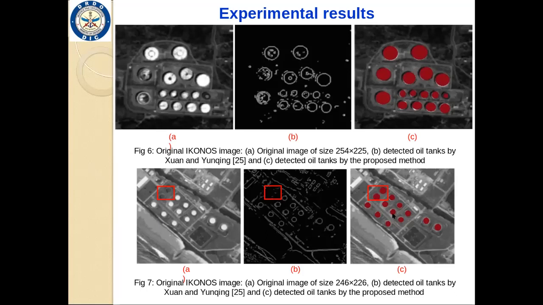But in our case, since it is a morphological enhancement technique, the bright structures become brighter and the dark structures become darker. So that's why we are also able to find these particular structures, which they were not able to find in the paper.